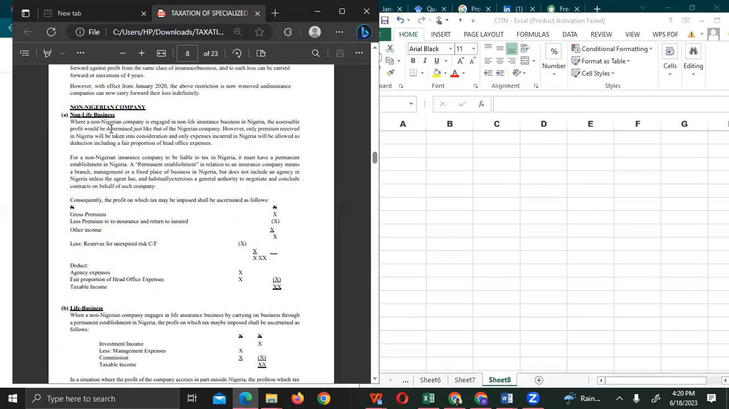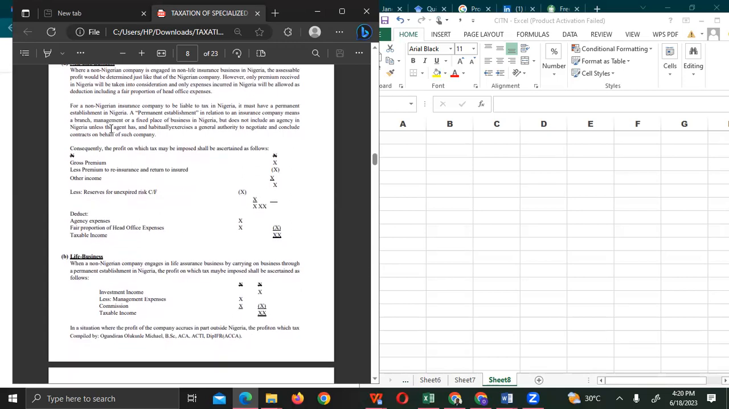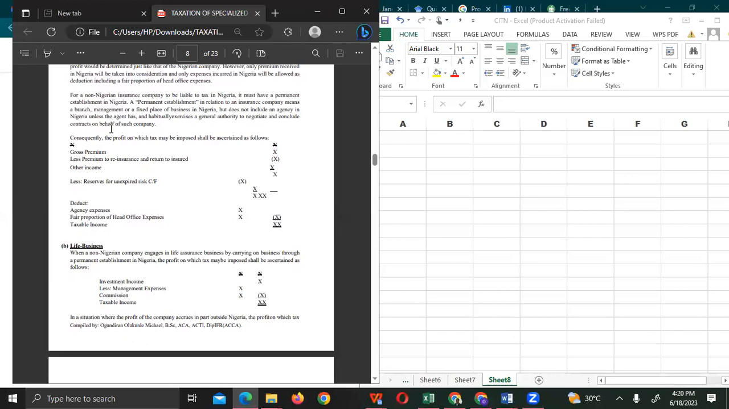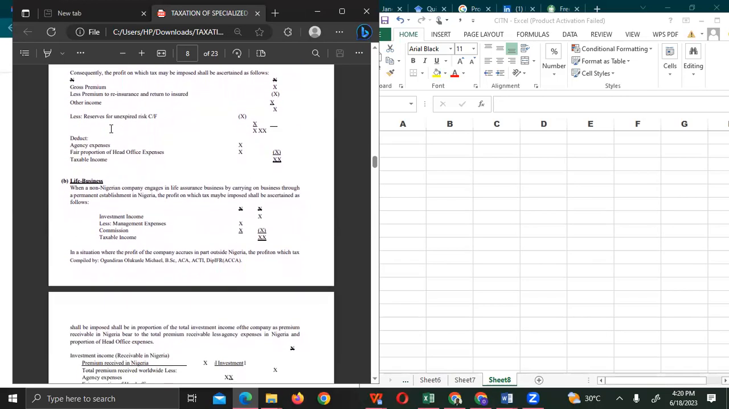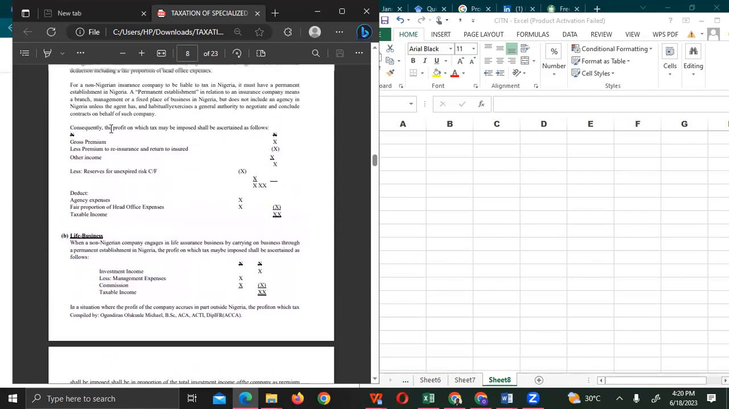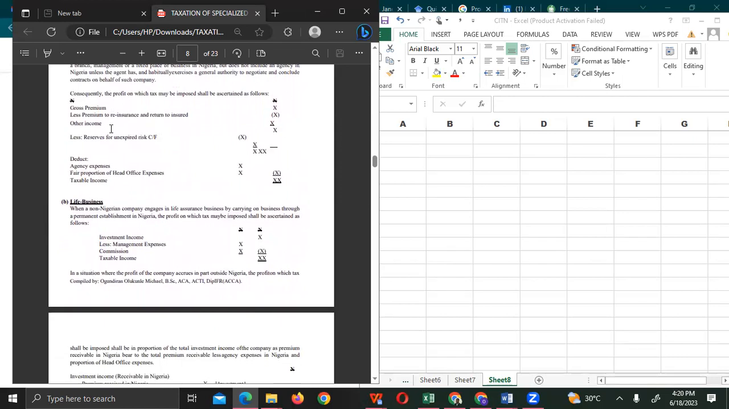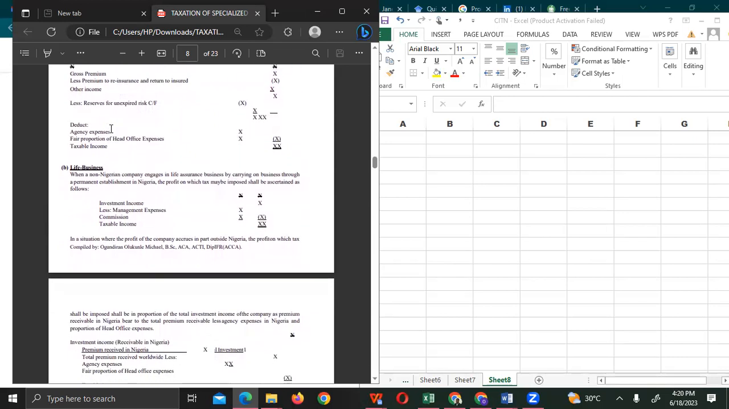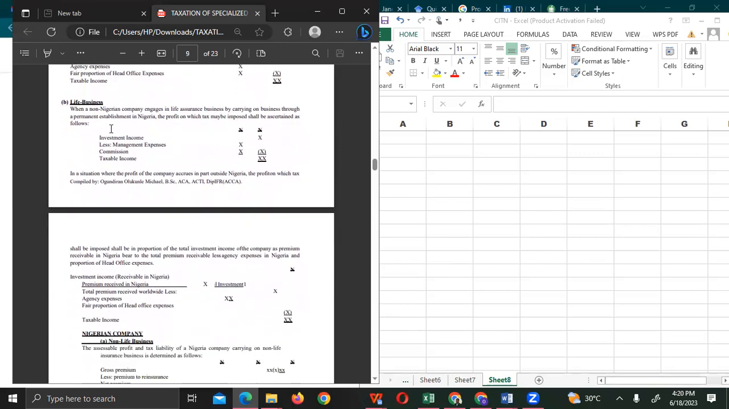So now, the simple format for computing it is: for non-life business, you have the gross income or the gross premium less premium to reinsurance and return to insured. Then we add back other income. Then you less reserve for unexpired risk. And then you deduct all allowable expenses, including agency fees and a fair proportion of the office expenses. Then you have a taxable income. Right. For the life business, what you have is very simple too. You have investment income, less management expenses, less commission, and then you have your taxable income.